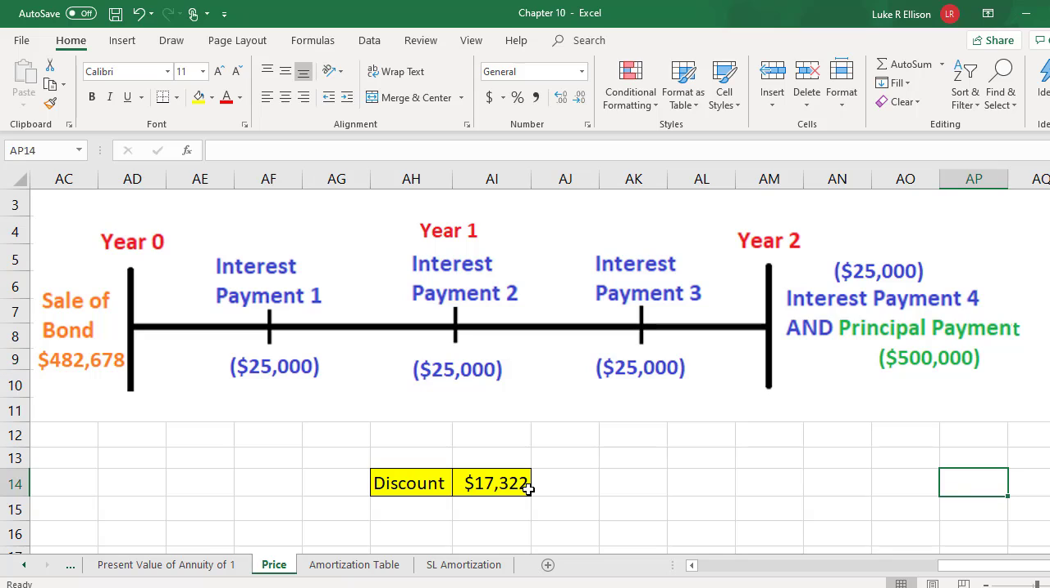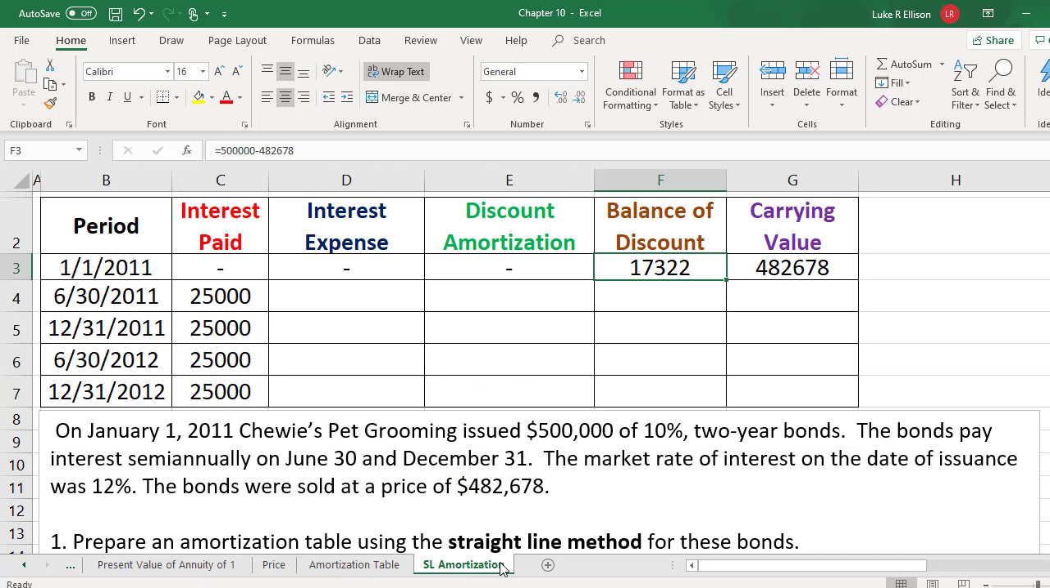And what we're going to do when we use the straight line method is we're going to divide this $17,322 equally amongst the 4 interest payments. And that's how we're going to record that additional interest expense. So we can go back to our amortization table. And remember, we have 4 different interest payments. And the way you can calculate that is by taking the number of years, in this case we had 2 years, and multiplying it by 2, since they are semi-annual bonds.